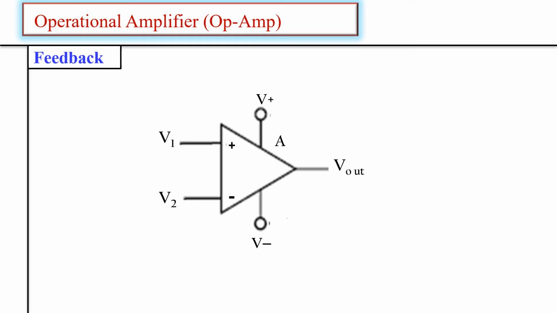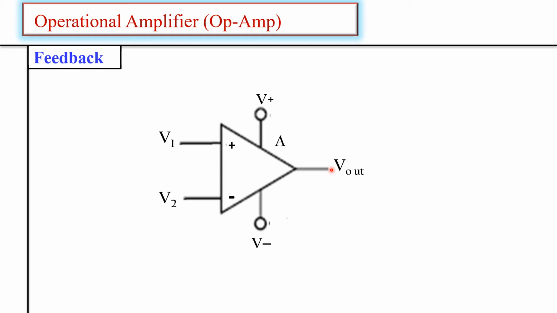So before seeing the applications of op-amp, let us see what we mean by feedback. If we want to use this op-amp as an amplifier, then we need to somehow control the gain of this op-amp. Gain is nothing but output upon input, either output voltage upon input voltage or output current upon input current. And we can do this by applying a feedback from the output side to the input side. Because there are two inputs, there are two ways by which we can apply this feedback.